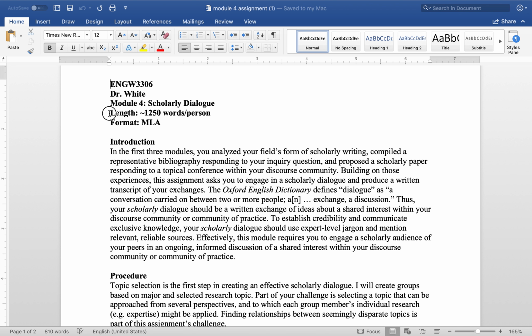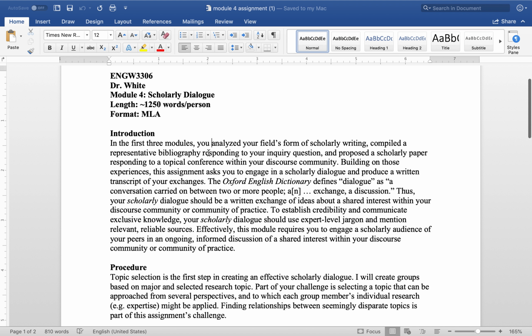First of all, you'll notice the length, 1,250 words per person. It's approximate, and again, that's per person. What's the background to this scholarly dialogue? Well, let's go ahead and break it down sentence by sentence.